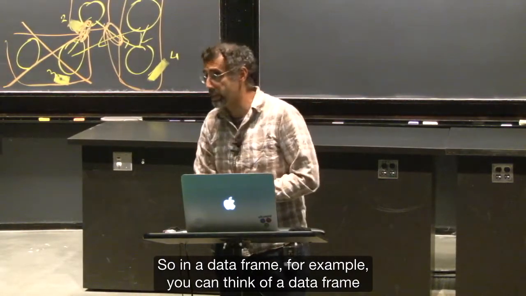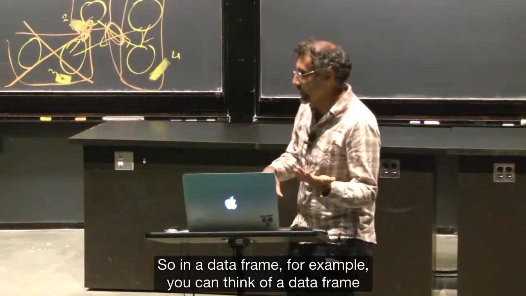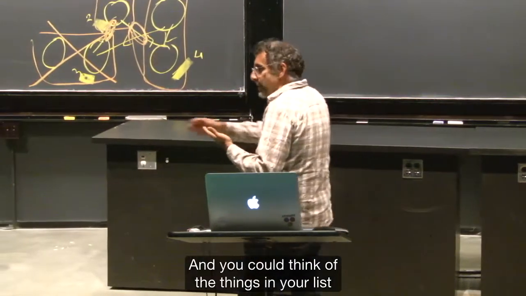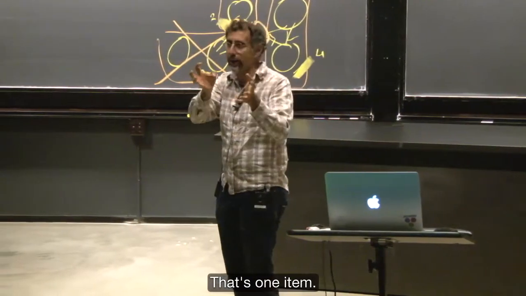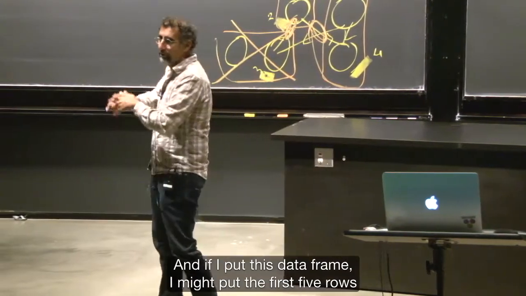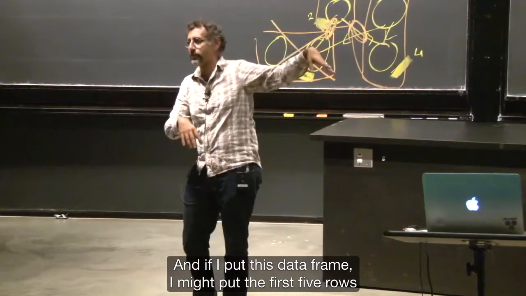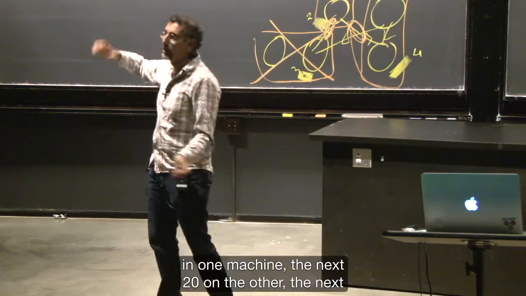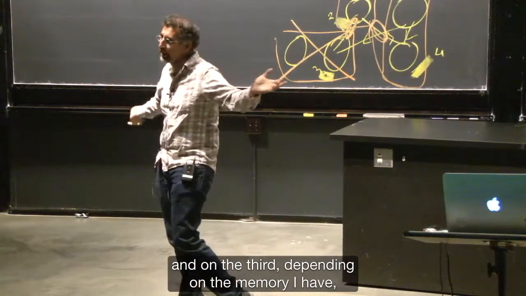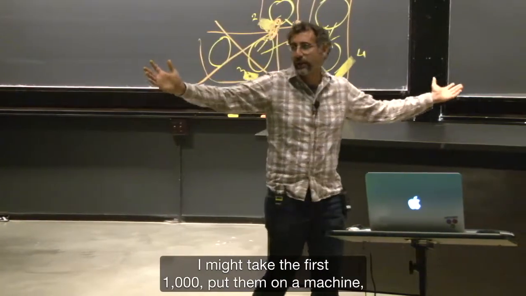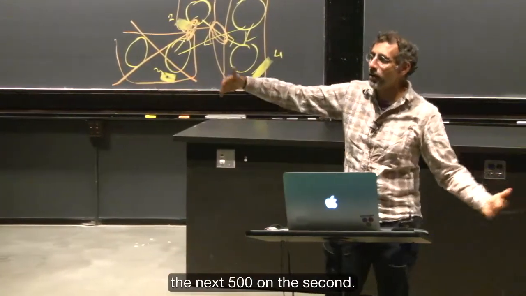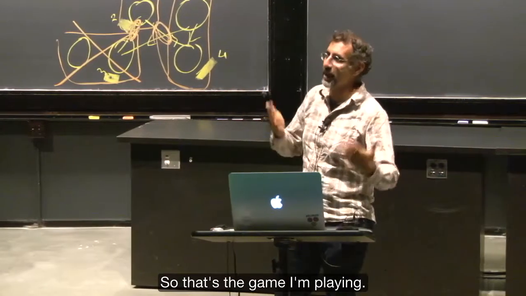So in a data frame, for example, you can think of a data frame as an RDD, and you could think of the things in your list as the rows of the data frame. So here's row 0, that's one item. Row 1, row 2, row 3. If I put this data frame on a cluster, I might put the first 5 rows on one machine, the next 20 on the other, the next 10 on the third, depending upon the memory I have, and so on and so forth. If I have a long list of numbers, I might take the first 1,000 and put them on one machine, the next 500 on the second. So that's the game I'm playing.